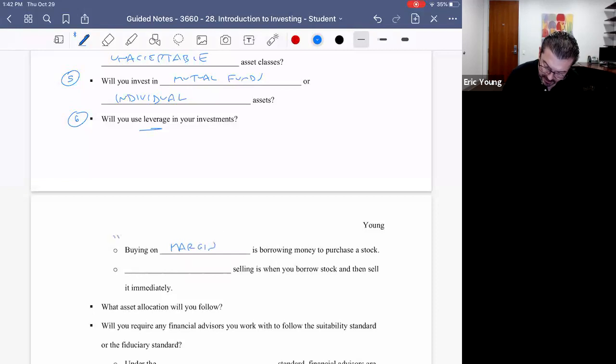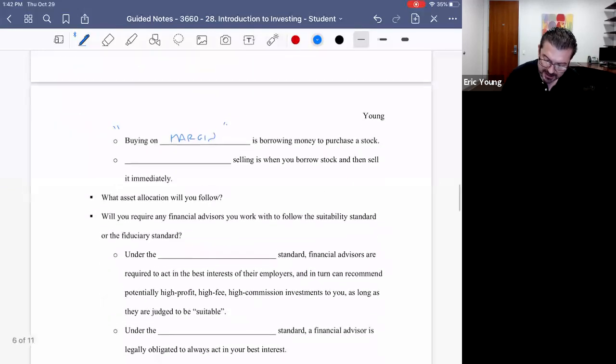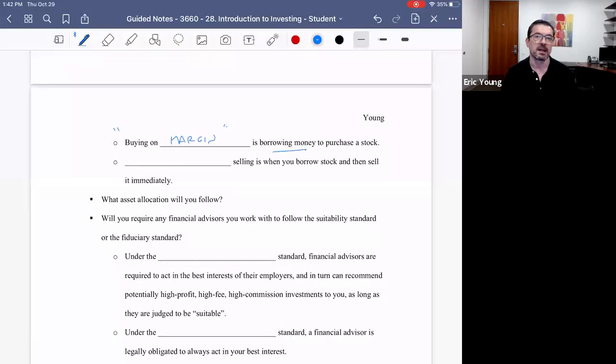Buying on margin refers to the process of borrowing money to purchase a stock. Short selling, another form of leverage investing, is weird, but it's when you borrow a stock from somebody and then you immediately sell it. And then, of course, you hope that the market works in your favor and that you can rebuy that stock at a later time at a lower price to pay that stock back, okay?